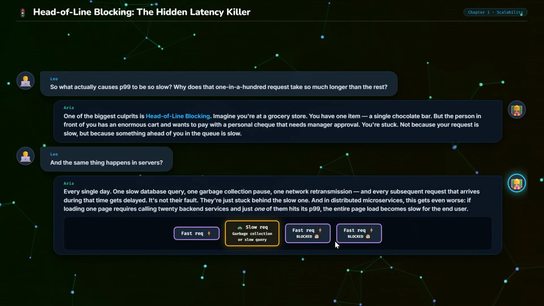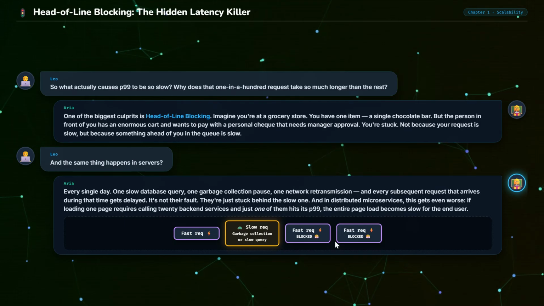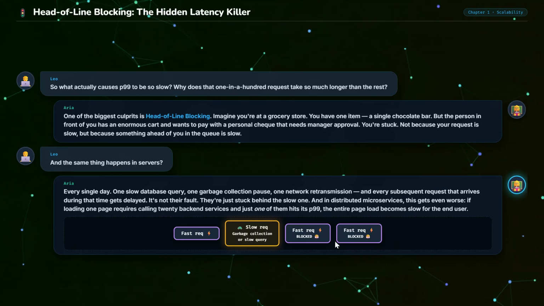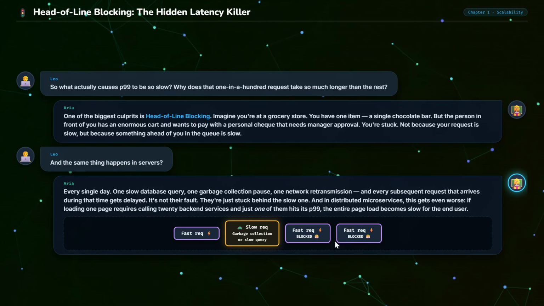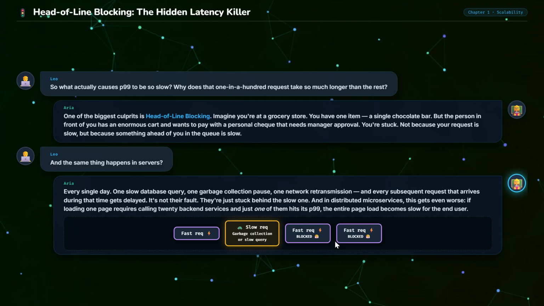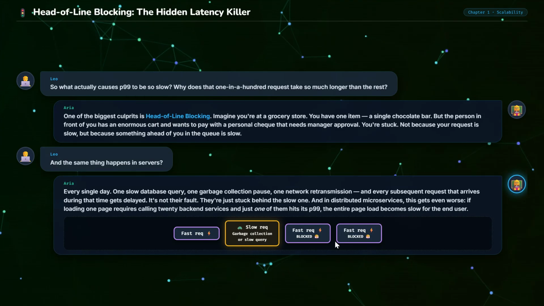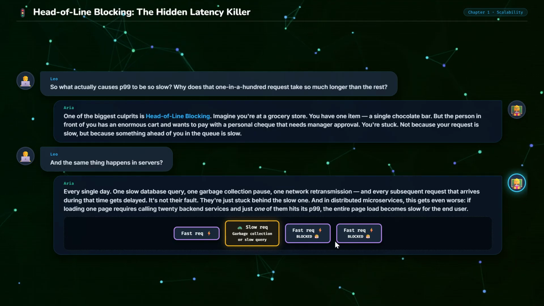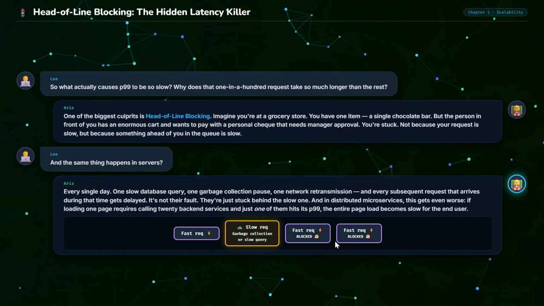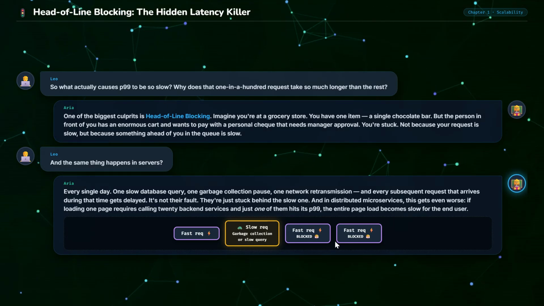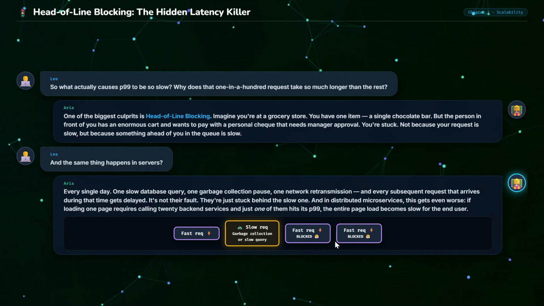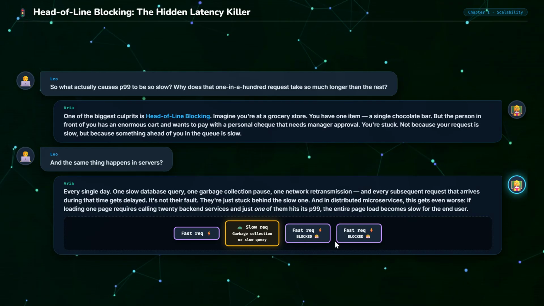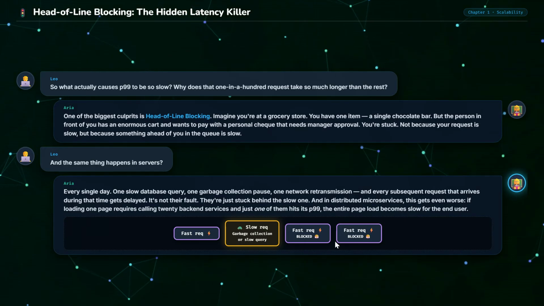Every single day at scale. A slow database query. A sudden garbage collection pause. A network retransmission timeout, and every single request that arrives at the server during that period gets queued behind it. Those subsequent requests are not inherently slow. They are simply stuck behind the slow one.